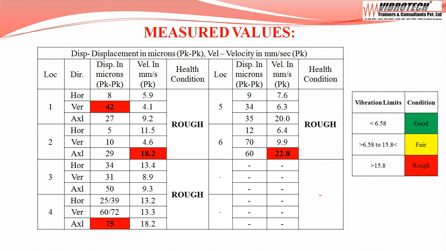As the initial step of analysis, the vibration values are maximum at motor drive end axial, with velocity up to 18.2 mm per second peak and displacement of 42 microns peak to peak. And at the air compressor, maximum velocity is at driven shaft NDE axial, with 22.8 mm per second peak and displacement of 75 microns peak to peak. And the equipment falls under the rough category.